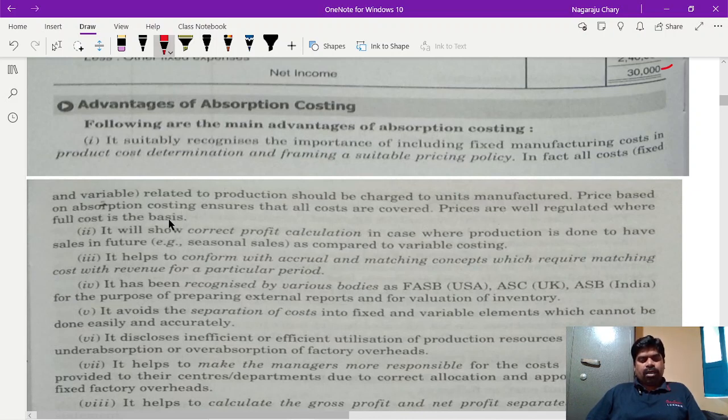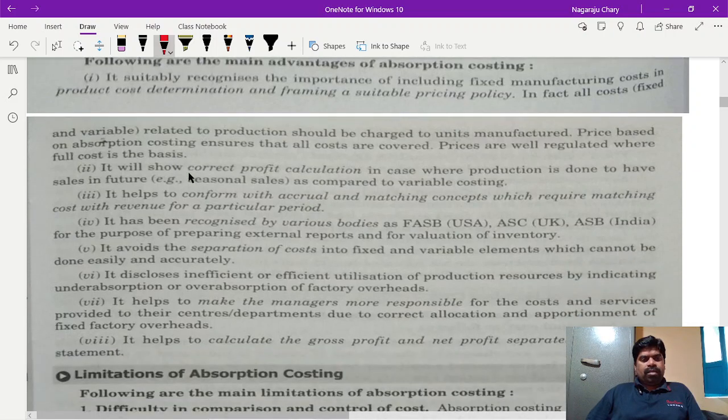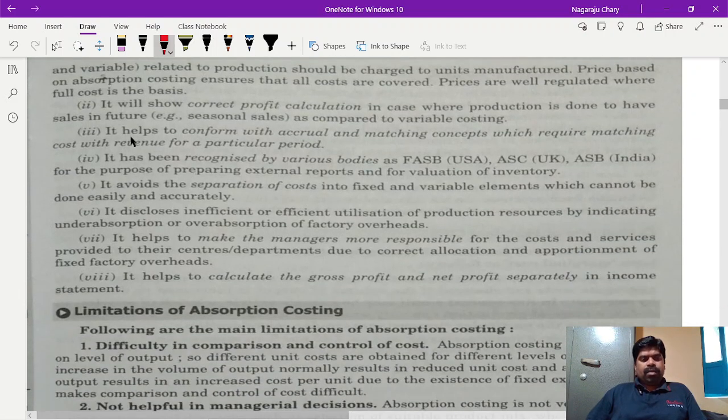So whatever the fixed cost is, whatever the variable cost is, the total cost is considered here in absorption costing. There is no deviation. Both the costs will be recognized equally. So that is the advantage. There is no variation. It will show correct profit calculation where production is done to have sales in the future, as compared to variable costing. Variable costing is nothing but marginal costing.